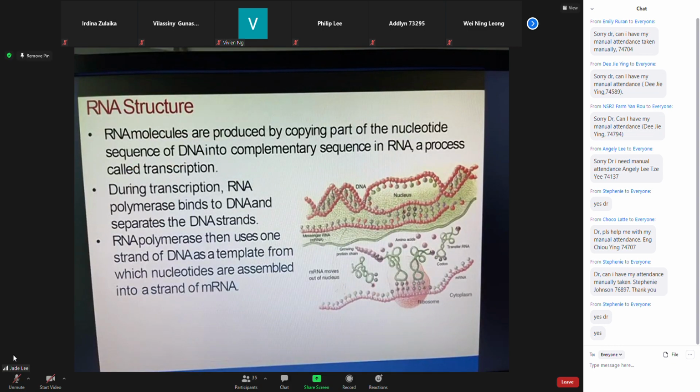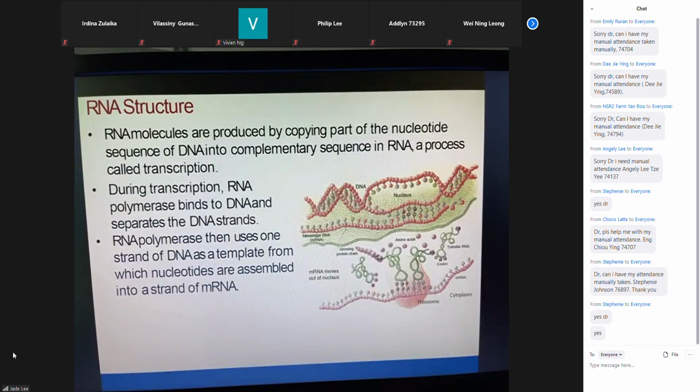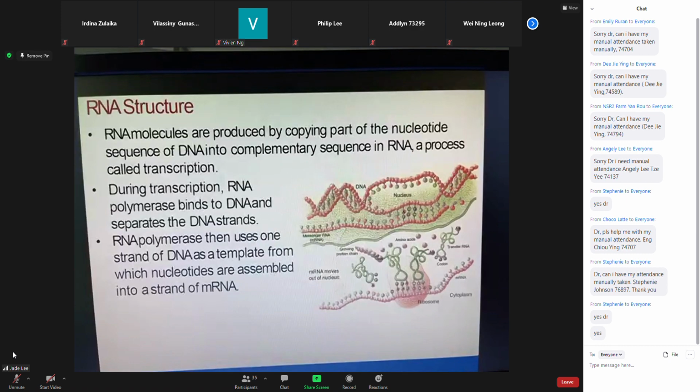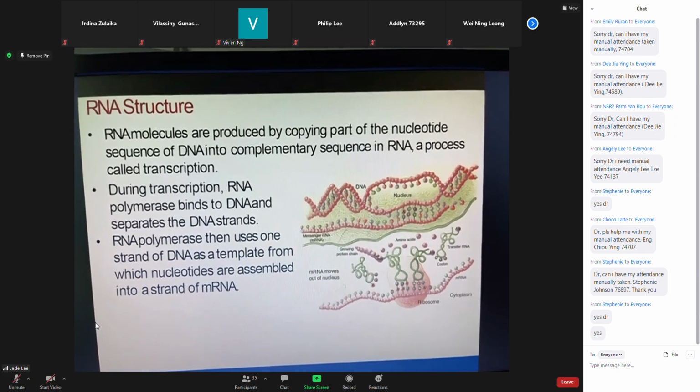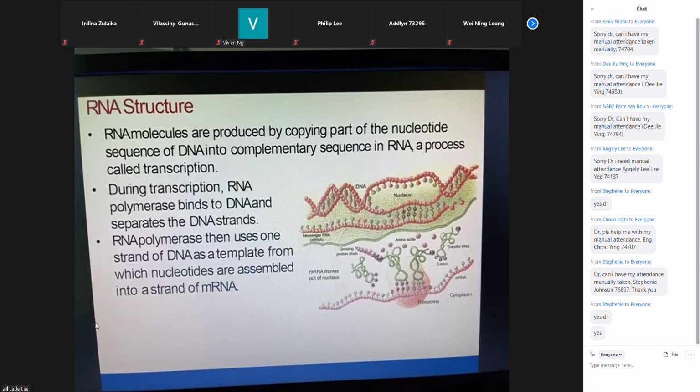Now, done with DNA. Now we look at the RNA. An RNA molecule is produced by copying part of the nucleotide sequence of the DNA into a complementary sequence in RNA. So DNA makes RNA in a process called transcription. During transcription, the RNA polymerase will bind to DNA and separate the DNA strands, because DNA is double-stranded. So the RNA polymerase will bind and separate them into two individual strands. The RNA polymerase then uses one strand of the DNA as a template from which the nucleotides are assembled into the strand of the mRNA.